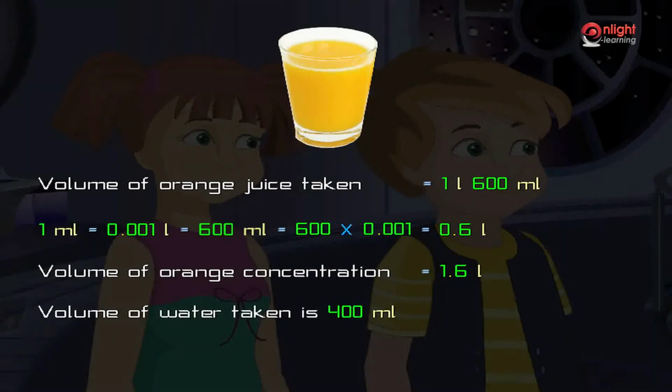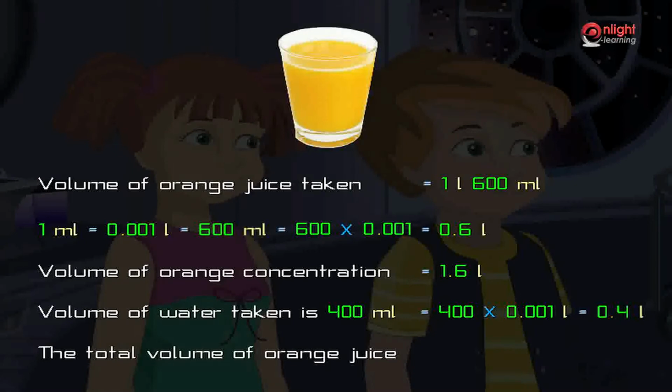Volume of water taken is 400 milliliters. That is equal to 400 multiplied by 0.001 liters, which is equal to 0.4 liters. Hence, the total volume of orange juice is equal to 1.6 plus 0.4 liters, which is equal to 2 liters.